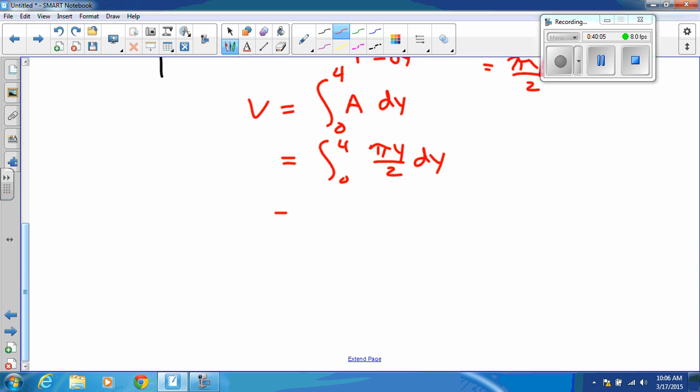Charlie, go. You can take out pi over 2. Good. And then we'll integrate from 0 to 4 of y dy, which gives us y squared over 2. Yep. 0 to 4, which equals 4 pi. Good. Good job, everybody.